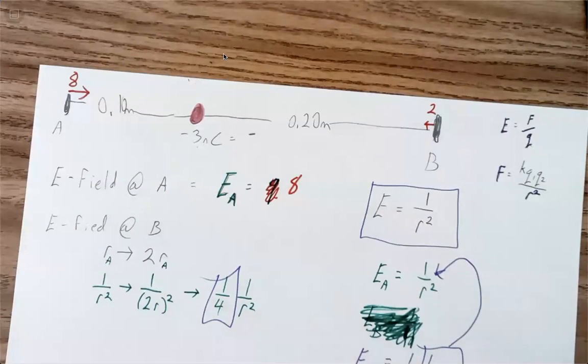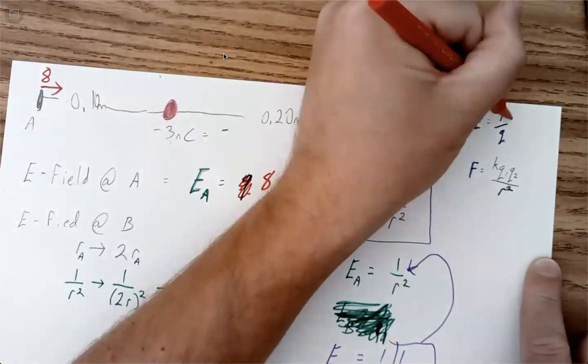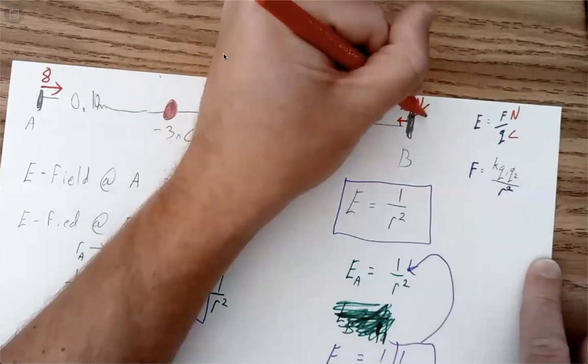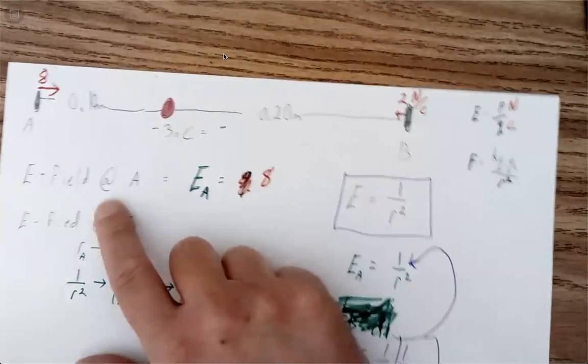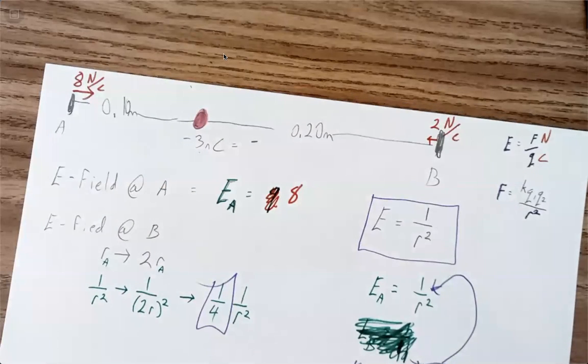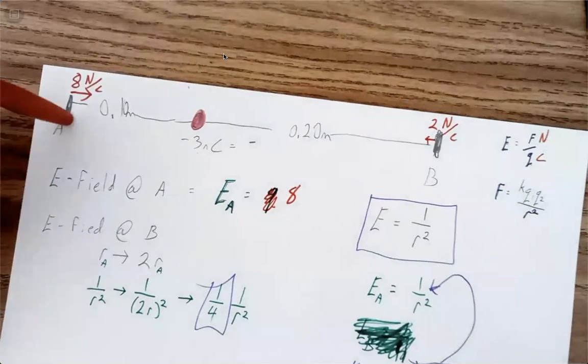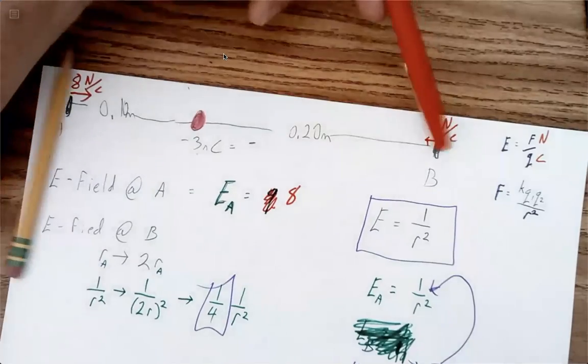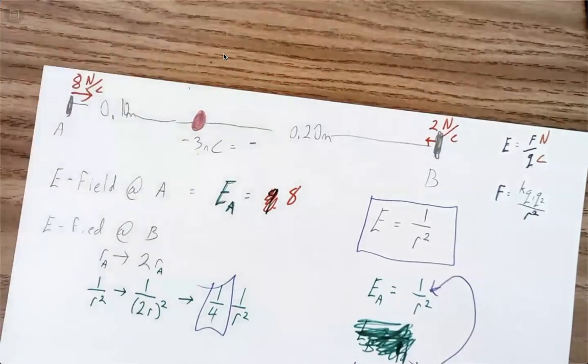And now this electric field is talking about force per unit charge. So we're talking about 2 newtons of force if we put a charge there. Here we would have 8 newtons of force if we had a charge there. That's what this field is saying. So if a charge is here, it would feel 8 newtons of force. If a charge was here, it would feel 2 newtons of force.